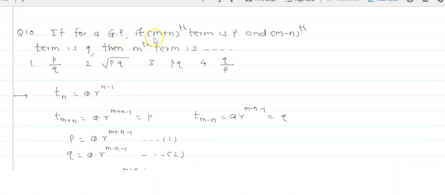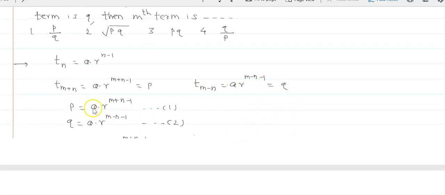If for the GP the m plus nth term is p and the m minus nth term is q, then its mth term is, that is, Tn is equal to, for the GP, a into r raised to n minus 1. T of m plus n is equal to a into r raised to m plus n minus 1, is equal to p. T of m minus n is equal to a into r raised to m minus n minus 1, is equal to q.